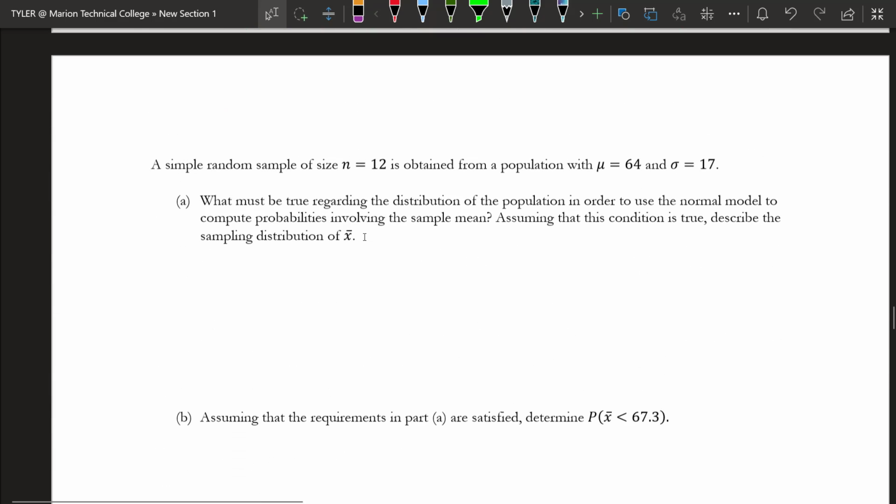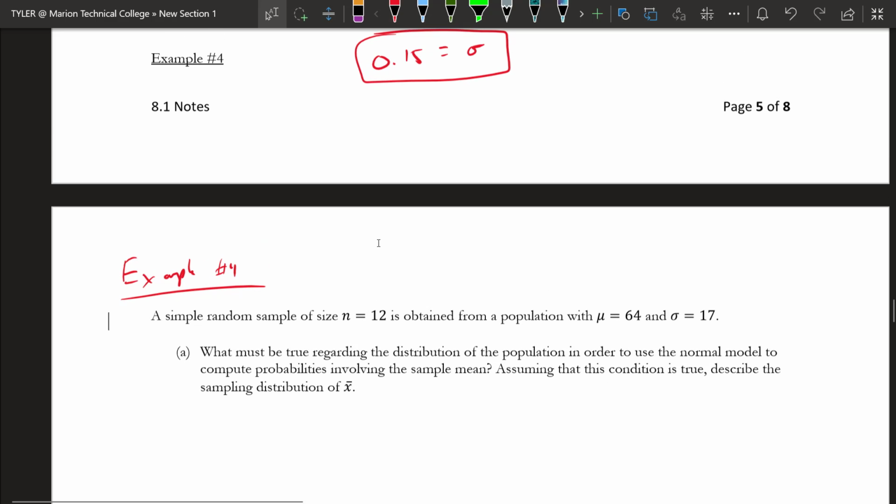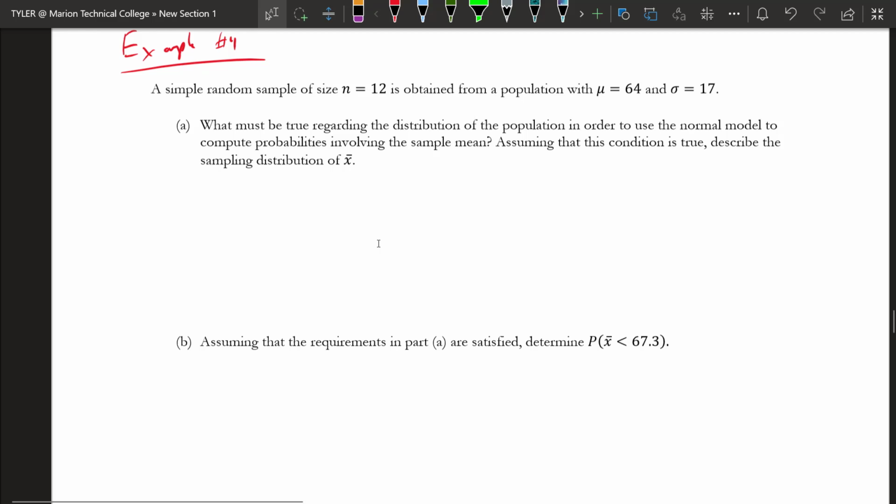So on the next page, this is example number 4. Right, so it looks like this just didn't pull down. So we're told that a simple random sample of size n equals 12 is obtained from a population with mean of 64 and sigma of 17. In part A, it says what must be true regarding the distribution of the population in order to use a normal model to compute probabilities involving the sample mean. Assume that this condition is true. Describe the sampling distribution of X bar.